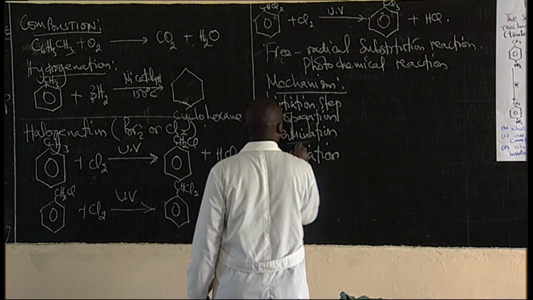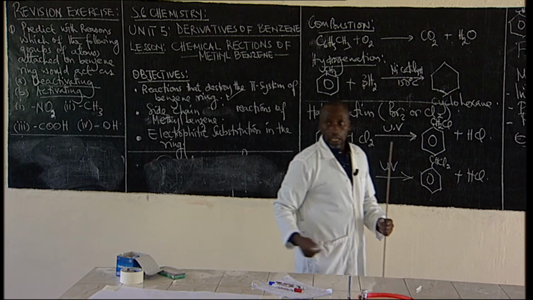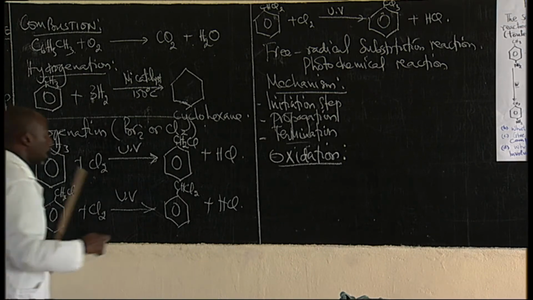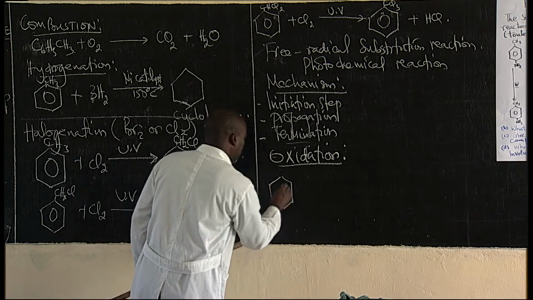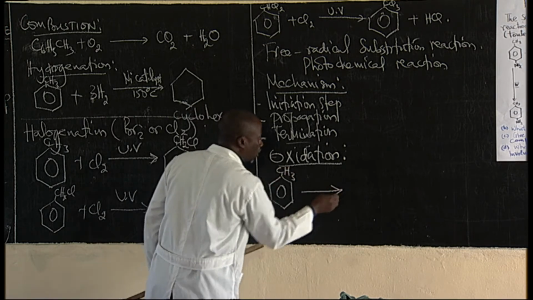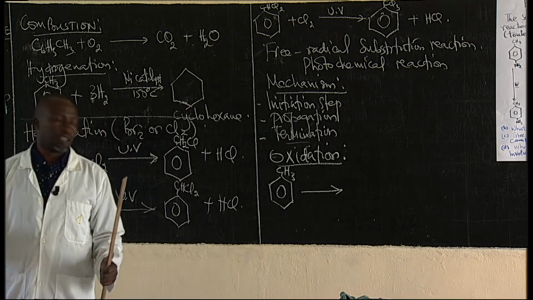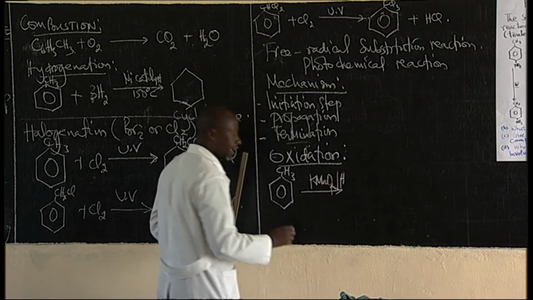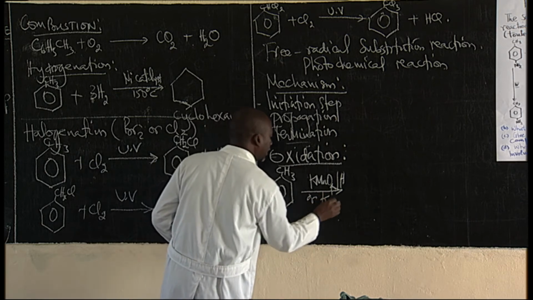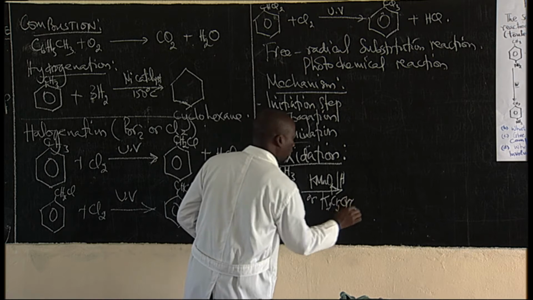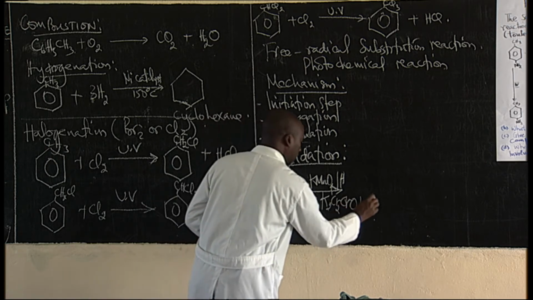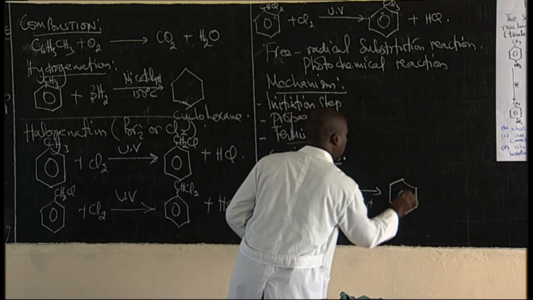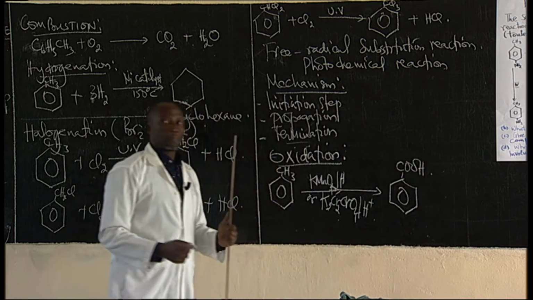Another reaction that we have to look at in the side chain is the oxidation. Oxidation involves the addition of oxygen or the removal of hydrogen. So methyl benzene can be oxidized when it is refluxed with acidified potassium permanganate, or acidified potassium dichromate, and you will get benzoic acid. So that is the reaction.